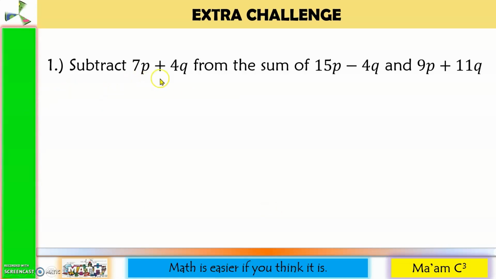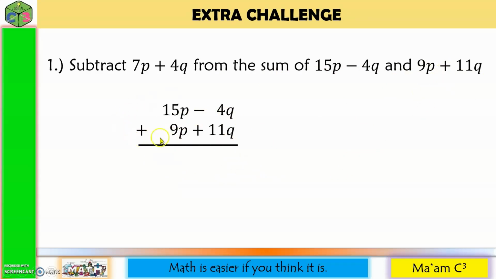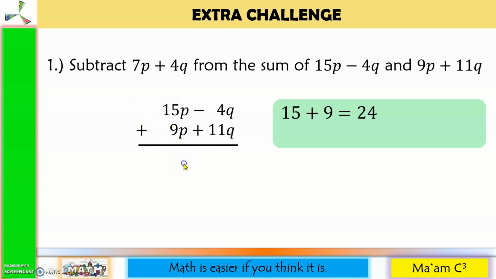Let us do some extra challenge. Subtract 7p plus 4q from the sum of 15p minus 4q and 9p plus 11q. From, again, is a switch word, so we have to perform first the operation here. So let us get the sum of these two expressions, 15p minus 4q, and then 9p plus 11q. So let us perform the operation here. 15 plus 9, and that is 24, so 24p.